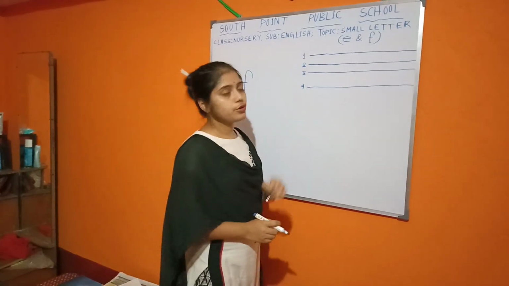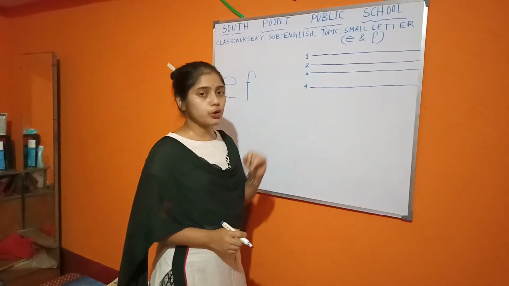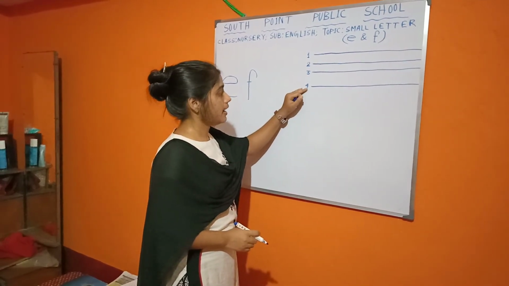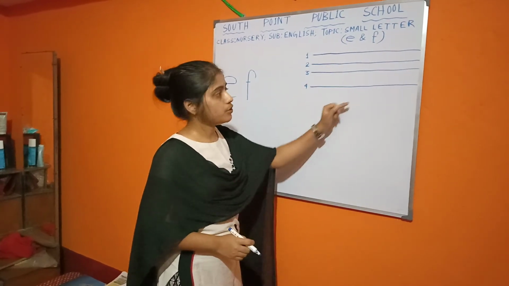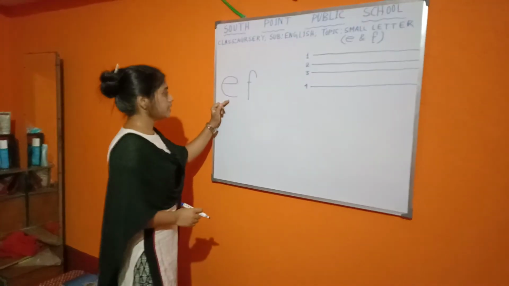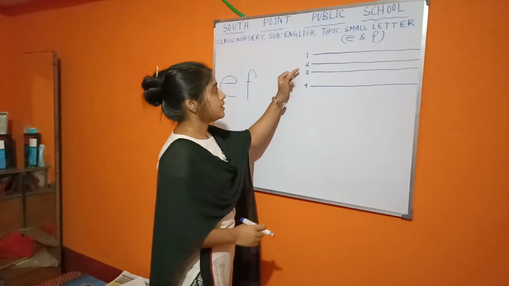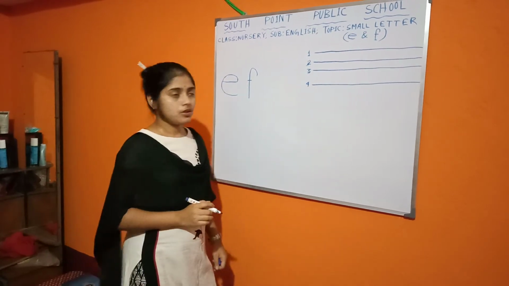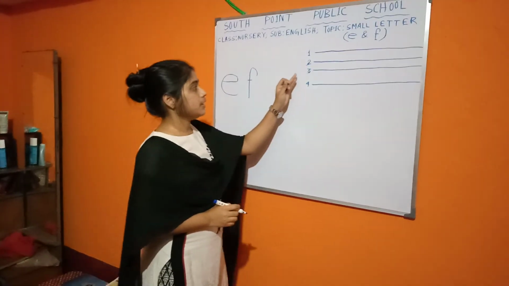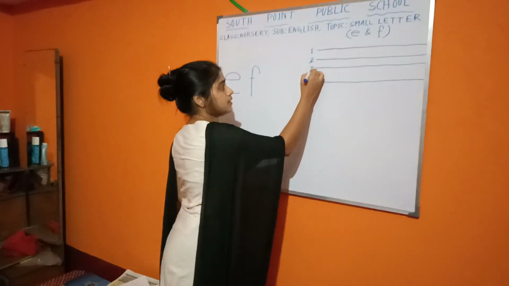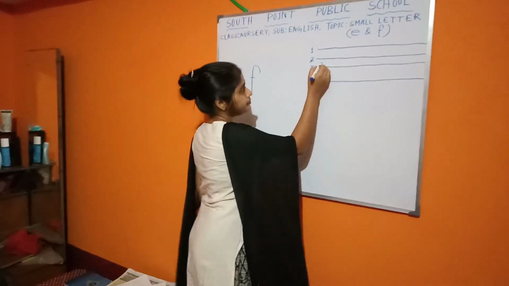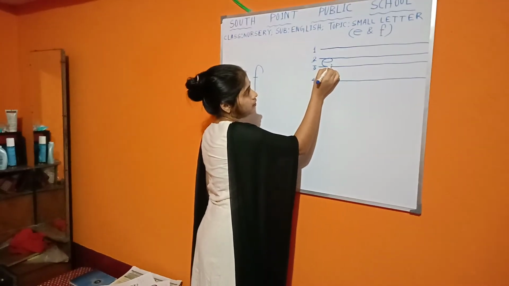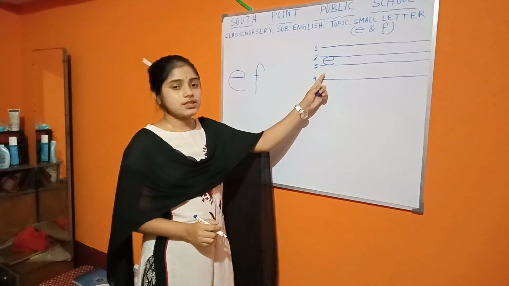Suppose it's our 4 rule page. This page has 4 rules: first, second, third and fourth. To write E, we need the second line and the third line. Okay? Look, this is E.